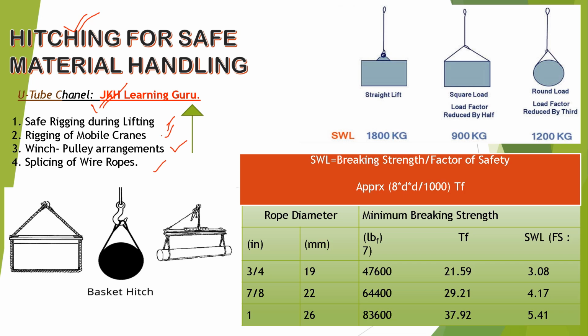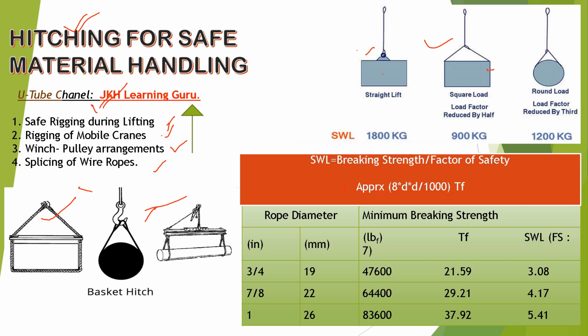Hitches, as you know, are the mechanism for binding the load with slings or belts for handling the material by lifting equipment like cranes, winches, etc. There are basically three types of hitches: vertical hitch, choker hitch, basket hitch. A common reference is taken for calculation of capacity for wire rope sling.